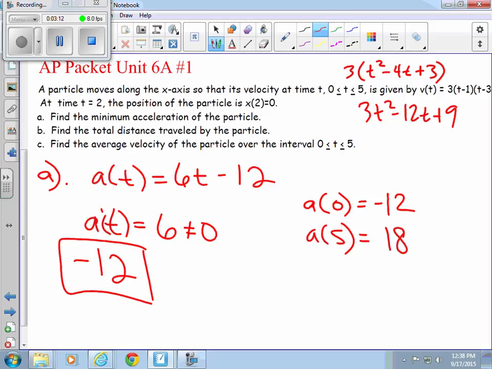Why not 0? Why is the answer negative 12 and not 0? Actually, the minimum acceleration, not where the minimum acceleration happens. That's why I would put negative 12.